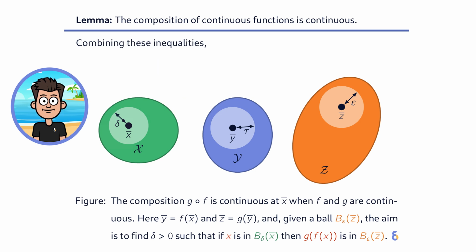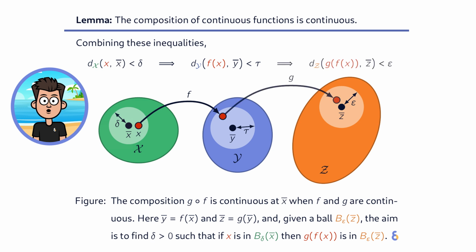Check it out. First, I'll put a red dot for x inside our delta ball. That corresponds to this inequality shown. If I apply f, I'll get another red dot, which is inside the tau ball, which again corresponds to the inequality I just added. Doing this one more time with g, we get a final dot that is inside the epsilon ball. With that, the desired result has been obtained.